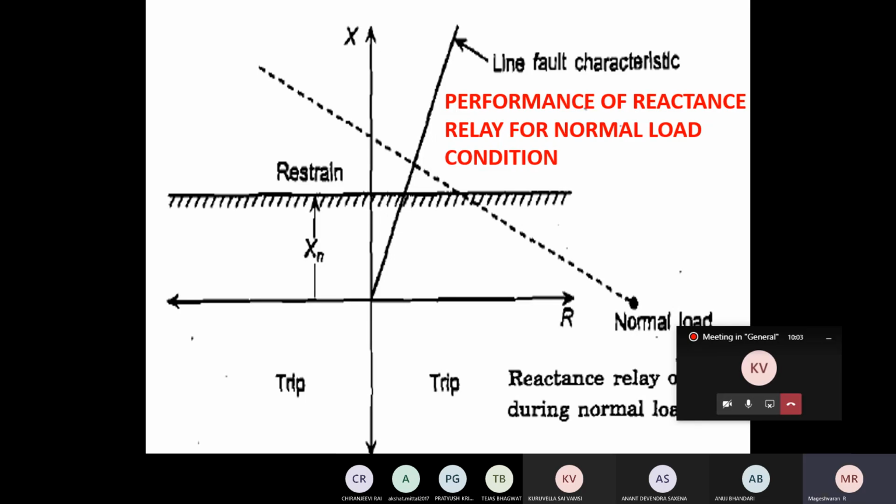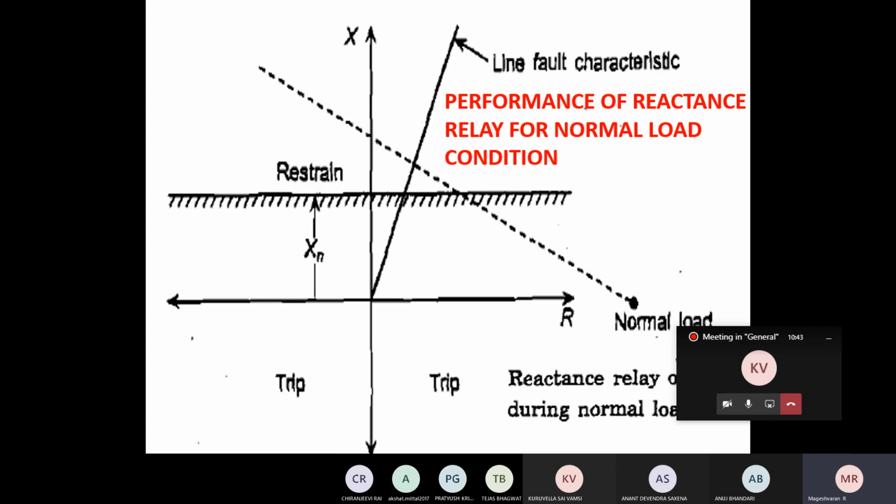Then we analyzed certain characteristics of the relay. We checked whether the relay operates during normal load condition. It is not operating during normal load condition, which is what it should do. Next we saw the directional property. Since its characteristic falls in the first and third quadrants, it is going to operate for both the forward fault and the reverse fault, which is 180° out of phase with respect to the forward fault. So it does not have any directional property.